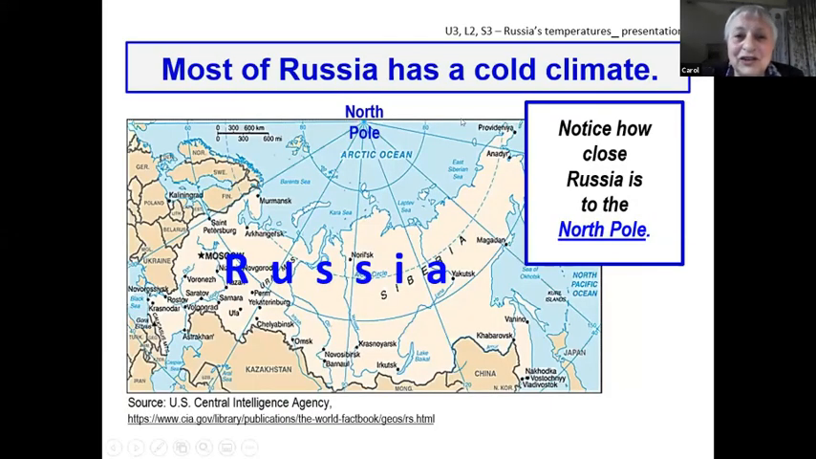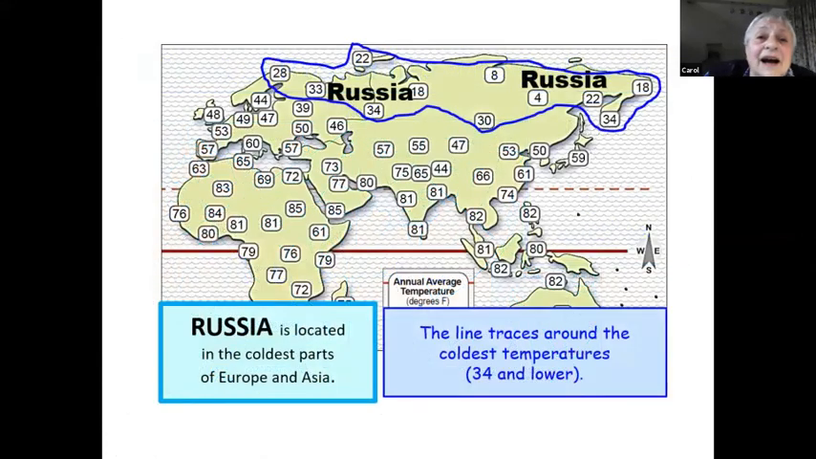Well, Russia is close to the North Pole, and we're going to see pretty soon it's a lot closer. Almost all of Russia is a lot closer to the North Pole than any part of the United States is. I don't know if you remember back in Unit 1 when we talked about ancient cities and we had a map of the average annual temperature. It's just terrible in the northern part of Russia that is closer to the North Pole.